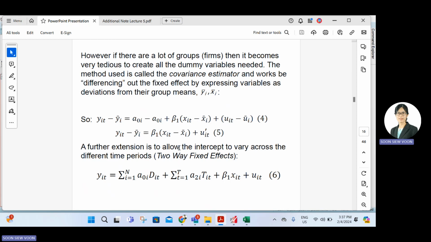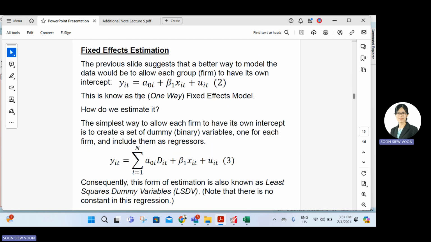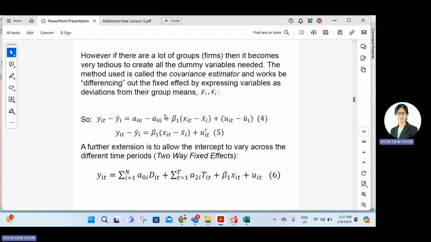So the further extension is to allow the intercept to vary across different time periods. If you allow the intercept to vary across the different time periods, we call this a two-way fixed effect. Just now it was a one-way fixed effect. So how do you achieve that? You have to include one more regressor in your equation number 6. This is the dummy variable we discussed in equation 3 just now.